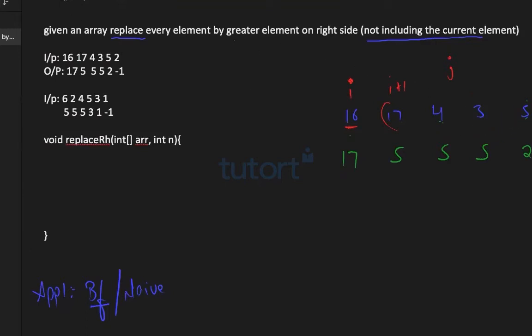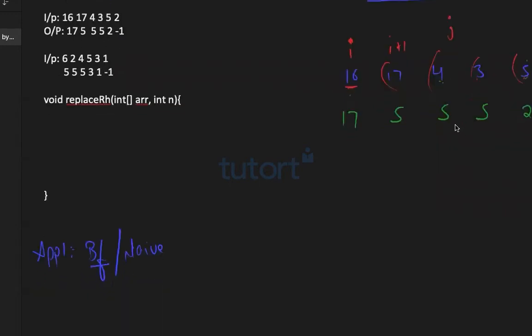For 17, I will be looking between the 4 and 2. For 4, I will be looking between 3 and 2. And for 5, I will be looking at 2 only. In this manner, for every element, I will try to find the maximum element in the remaining elements. So this approach can be done.